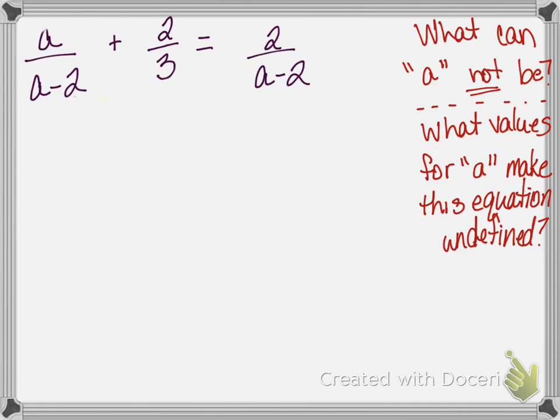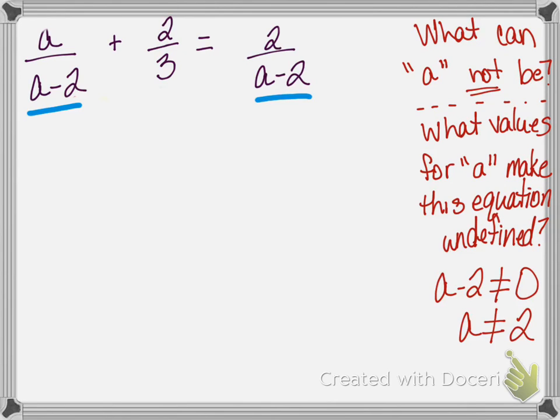What can A not be, or what values for A make this equation undefined? I don't have to worry about this one. Why do I not have to worry about 3? There's no variable. I only have to worry about the a minus 2 and the a minus 2. What value of A makes this undefined? 2. Because a minus 2 cannot be 0.